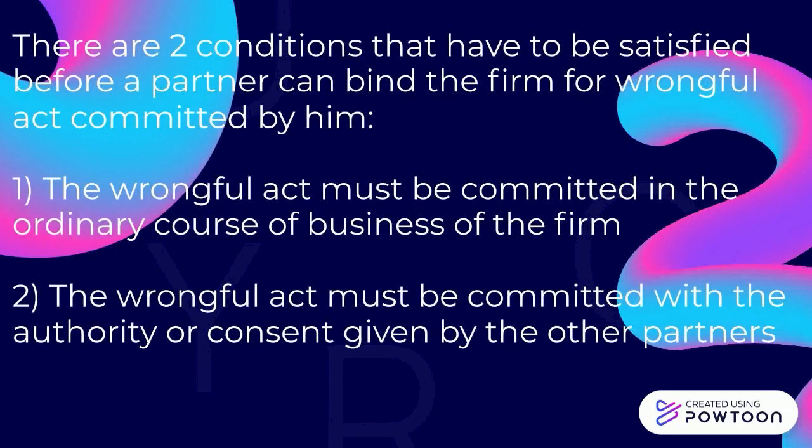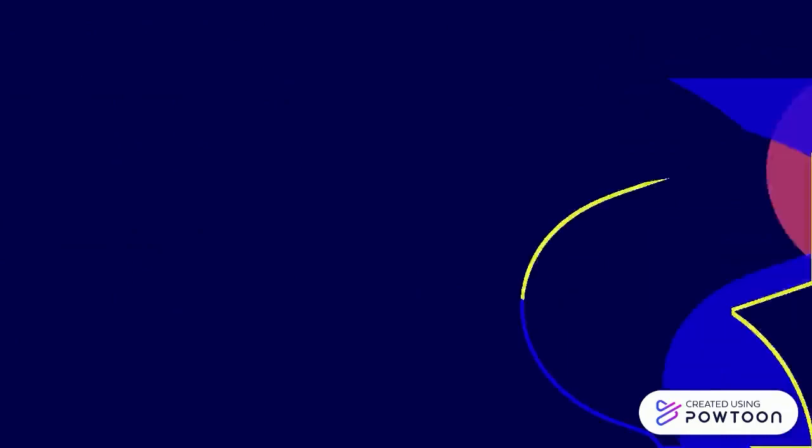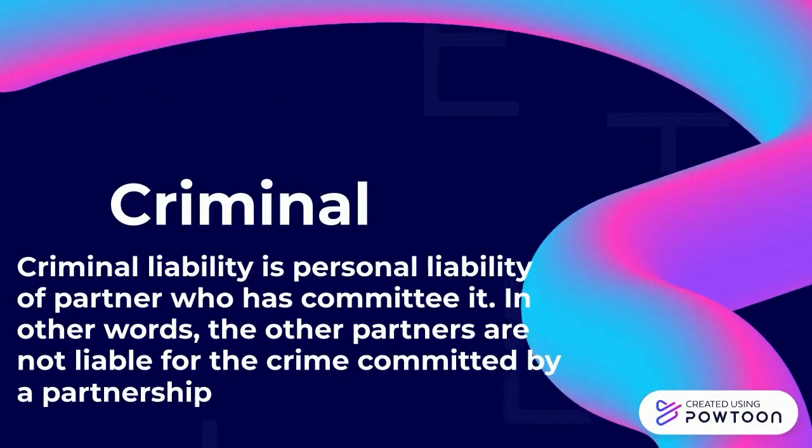If it's not in the ordinary course of business, the wrongful act must be committed while carrying on the job with the authority of the co-partner. Criminal liability is the personal liability of the partner who has committed it. In other words, the other partners are not liable for the crime committed by a partner.